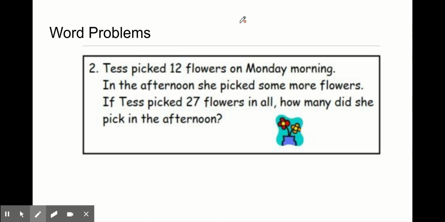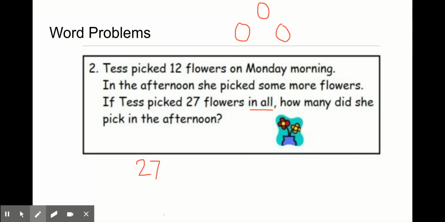Remember, if we have 2 parts, we can add them to make a whole. If we have a whole and 1 part, we can subtract to find the other part. Recall? What do you think we have here? Well, we have a clue. We have the words in all. In all tells me that 27 is our whole.